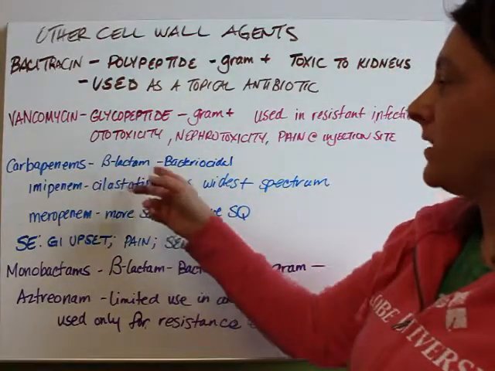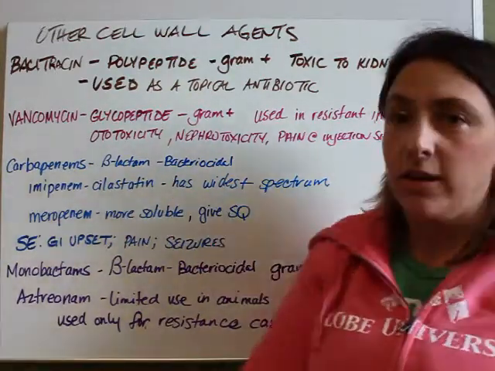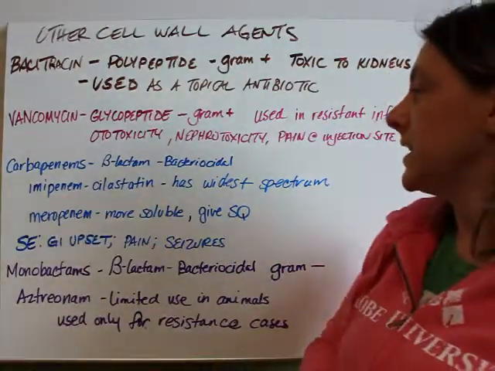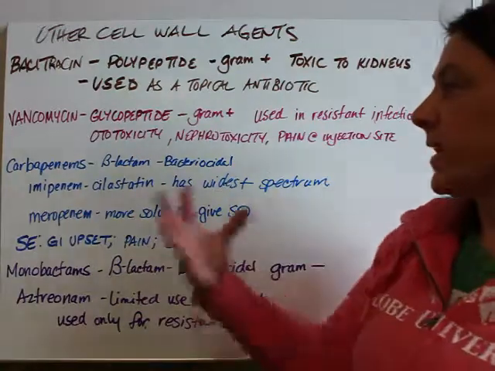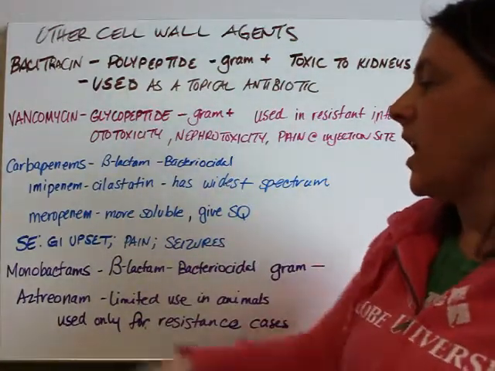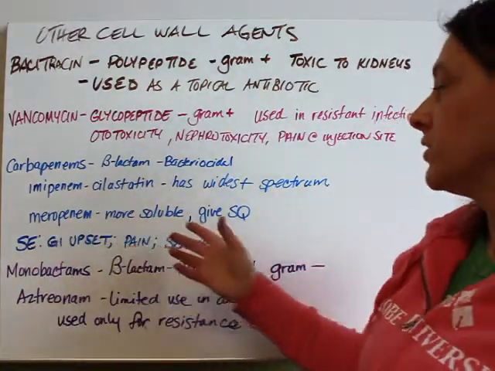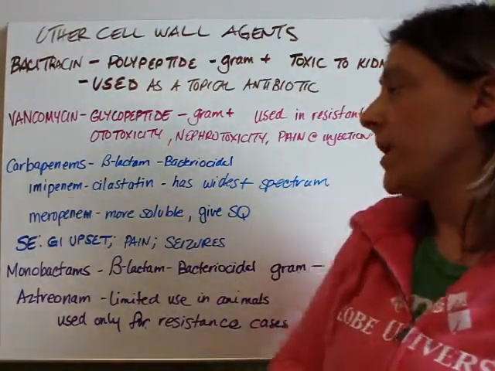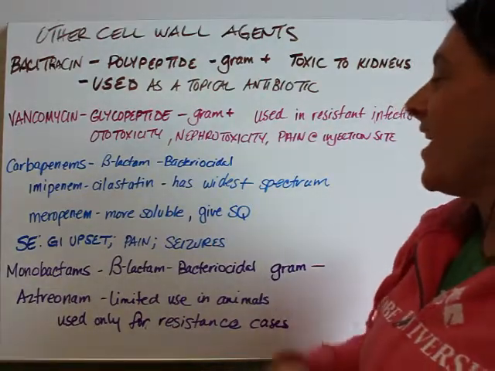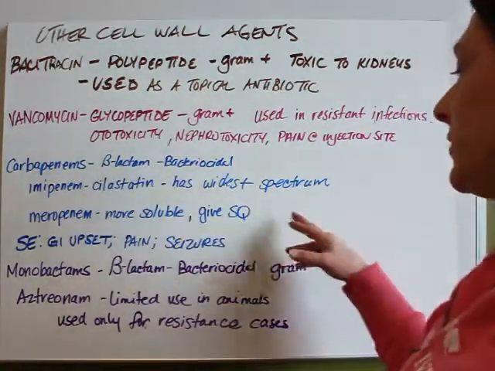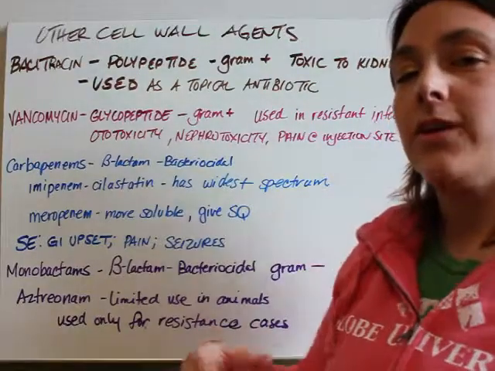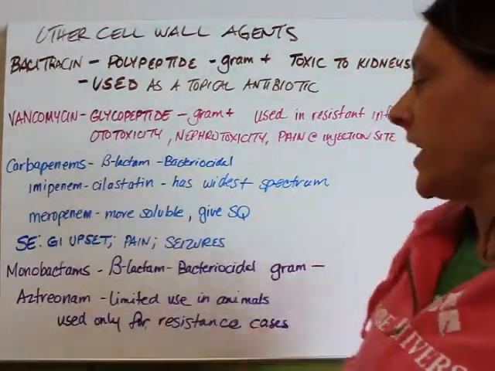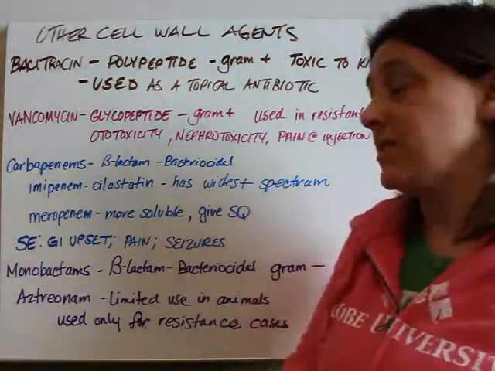Carbapenems, these are beta-lactam. They are bactericidal. The one that you'll see most often is imipenem-cilastatin. This has the widest spectrum of bacterial activity. Meropenem also has about the same spectrum as imipenem-cilastatin, but it is more soluble, and you can give it sub-Q, and you can give it in smaller amounts. The problems with these drugs are GI upset, pain, and they can cause seizures.